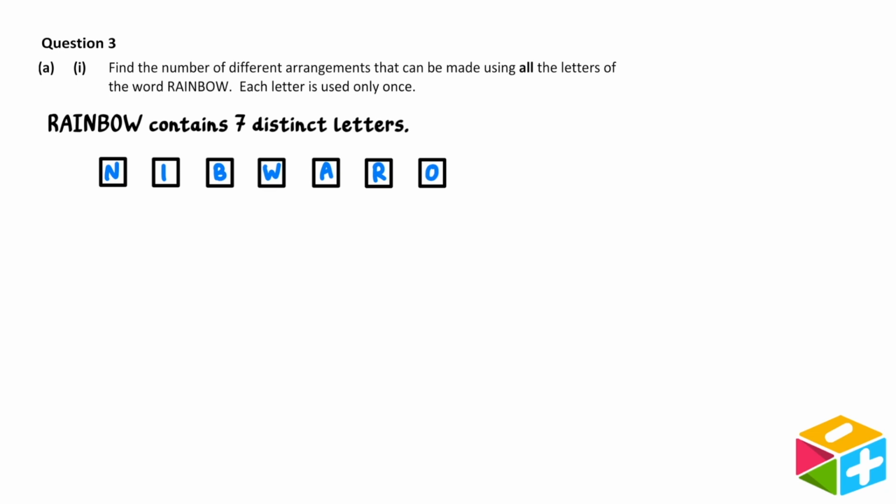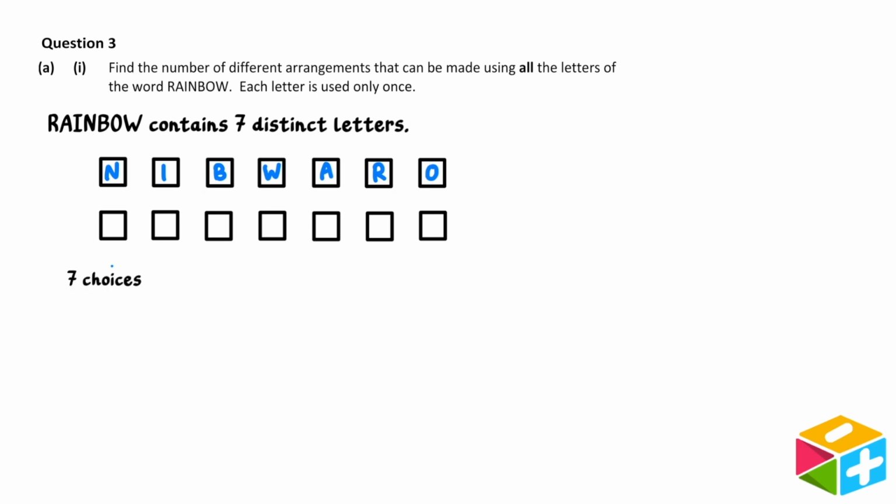So how many total arrangements are there? Well, we've 7 boxes to fill, so we can break this down into 7 small decisions. What should I write in each box? For the first box, we could choose any of our 7 letters. So we've 7 choices. As an example, let's say I pick A.